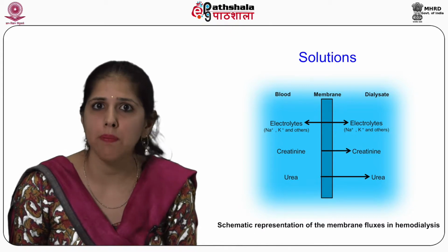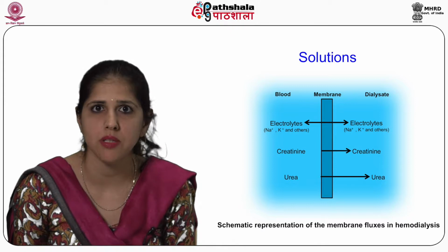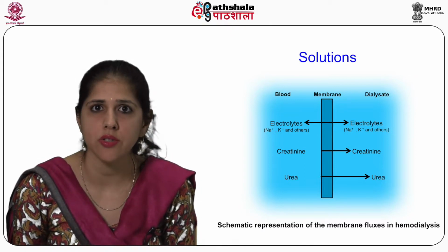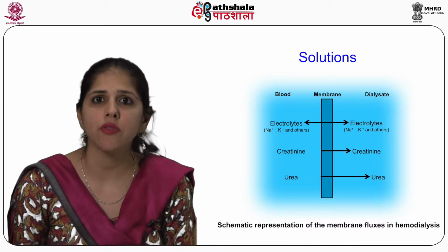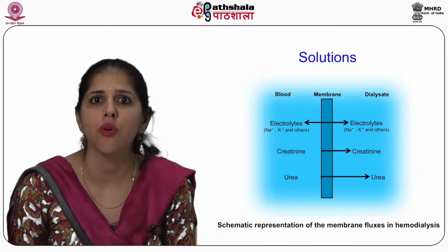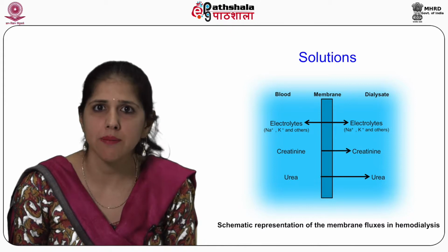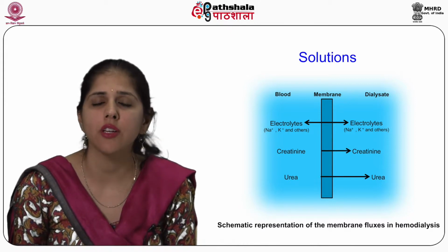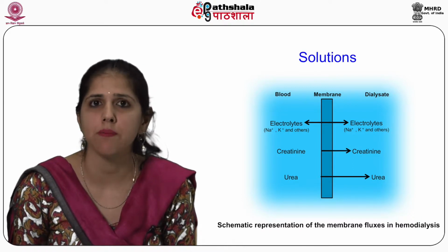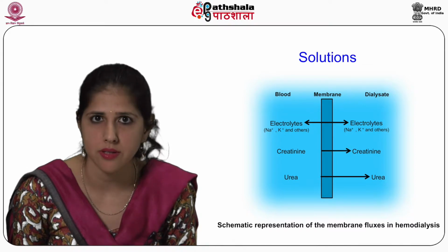If you see the upper panel, the electrolytes are more or less similar in both the compartments. Therefore, there is no net movement of electrolytes across the two compartments. Now, this is very important because we only want the waste products to move from the patient's blood to the dialysate solution, but at the same time we want to ensure that there is no electrolyte loss from the patient's blood. Otherwise, the patient will end up with what we call an electrolyte imbalance.